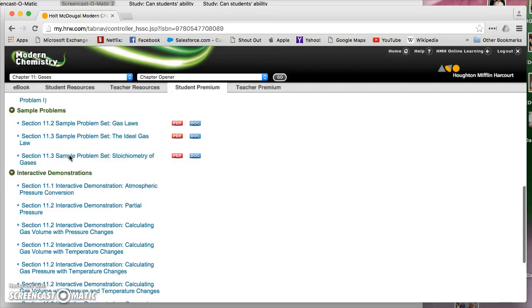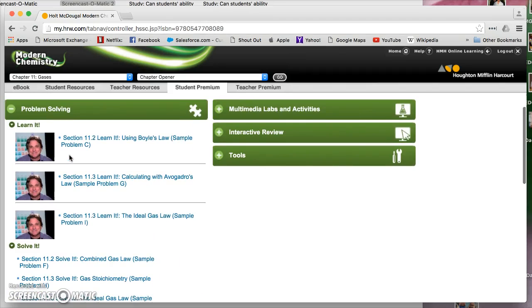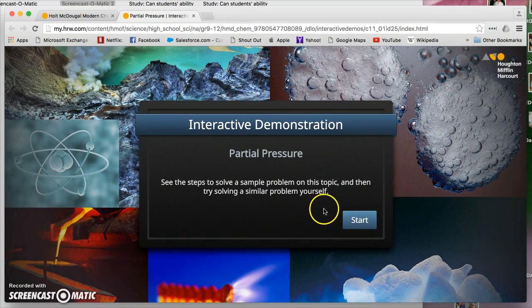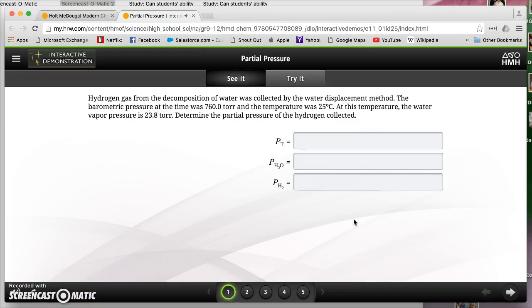So again, we're under problem solving and then interactive demonstrations. I'm going to go to this one here. So this is on partial pressure. Hydrogen gas from the decomposition of water was collected by the water displacement method. The barometric pressure at the time was 760.0. And I'm just going to let this run because I'm going to show you how it works. The temperature was Celsius. At this temperature, the water vapor pressure is 23.8 torr. Determine the partial pressure of the hydrogen collected.